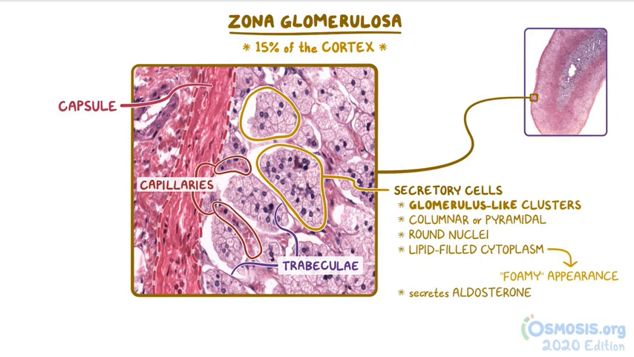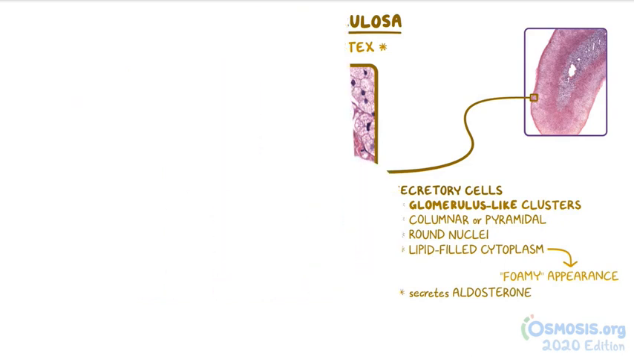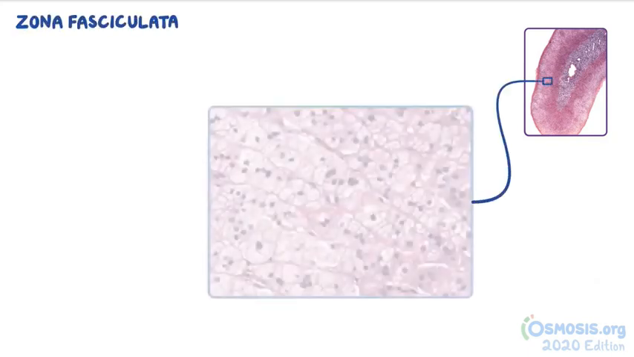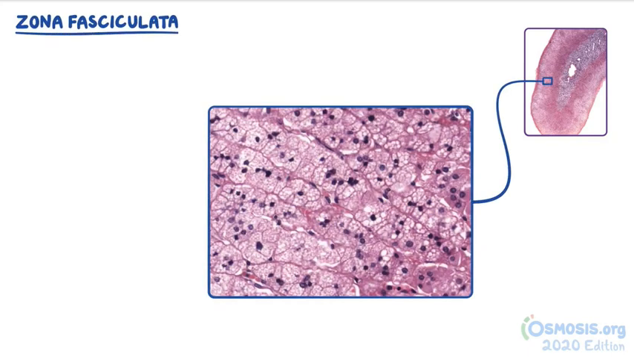These are the cells that are responsible for secreting aldosterone into nearby capillaries that can be found throughout this layer. Moving deeper into the adrenal gland, the zona fasciculata is the largest of the three zones, and comprises about 65 to 80% of the cortex. In the bottom right of this high-power image, we can also see a portion of this underlying zona reticularis.